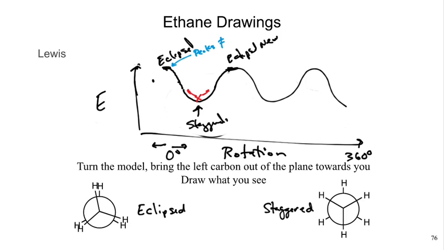Let's try that again. Okay. So now we're staggered. Is this staggered the same energy as this staggered? No. Oh, that was awfully fast. Why? Because in this staggered, your blue and your red are closer together.